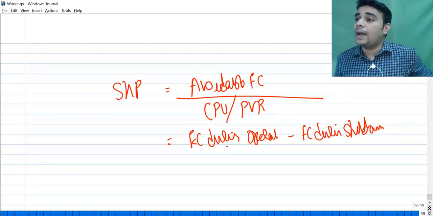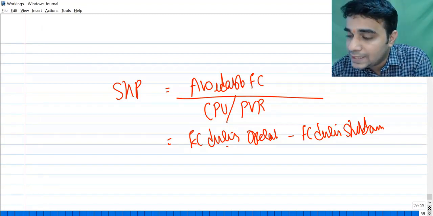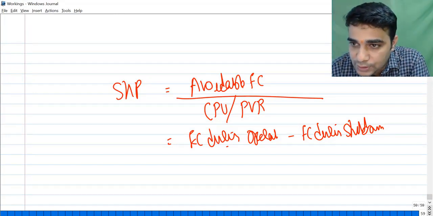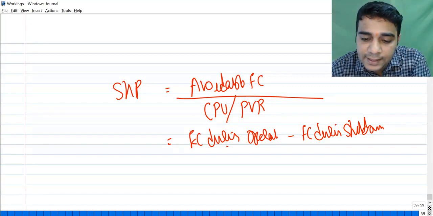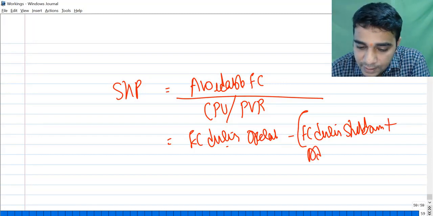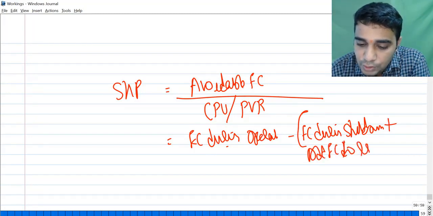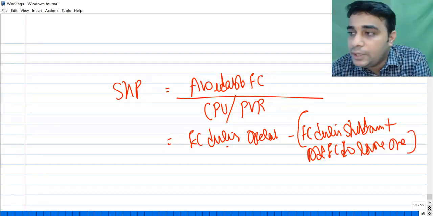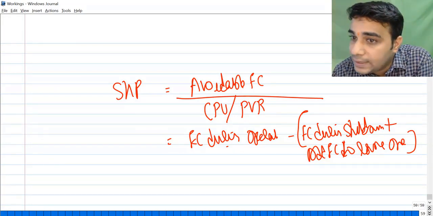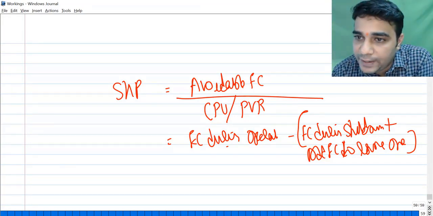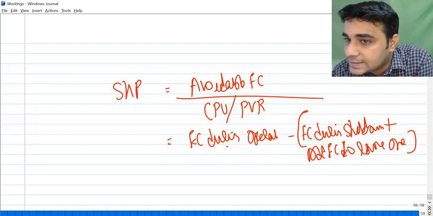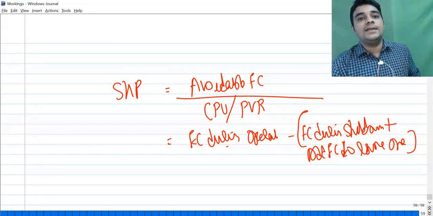And sometimes what will happen is when you shut down the operations and start it back, you will incur some extra cost. So what we technically do is fixed cost during operation minus fixed cost during shutdown plus additional fixed cost to resume operation. So when you operate, your fixed cost is 20 lakh. When you close, 5 lakh. But when you want to start again, you have to incur an extra 1 lakh. So if you shut down, the fixed cost is not 5 lakh. The shutdown fixed cost is 6 lakh, 5 lakh plus another 1 lakh. So 20 minus 6 lakh is avoidable fixed cost.